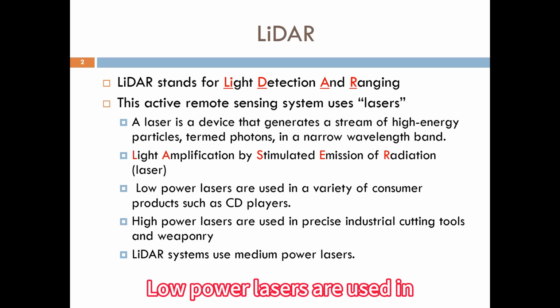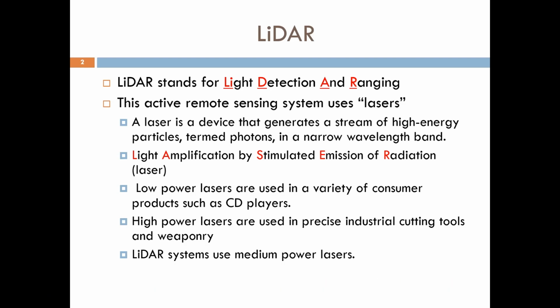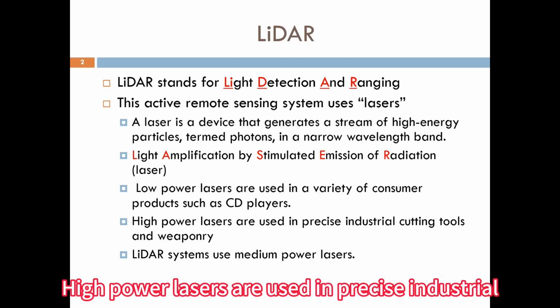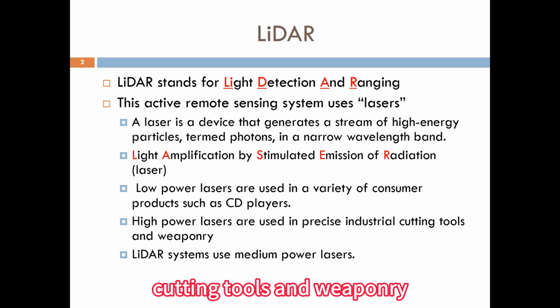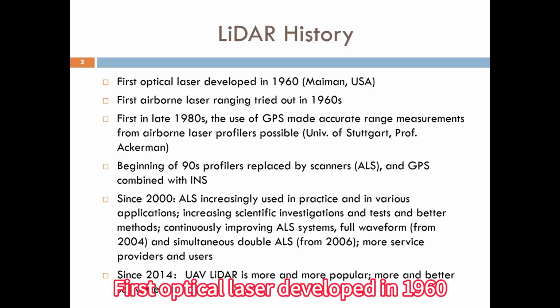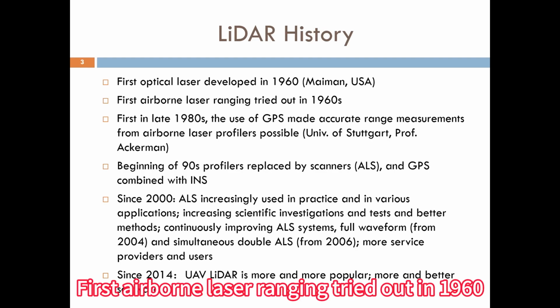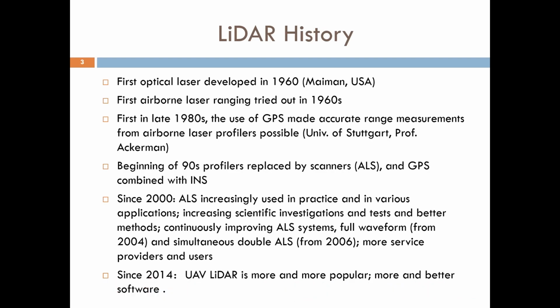Low-power lasers are used in a variety of consumer products such as CD players. High-power lasers are used in precise industrial cutting tools and weaponry. LiDAR systems use medium-power lasers. The first optical laser was developed in 1960. First airborne laser ranging was tried out in 1960.